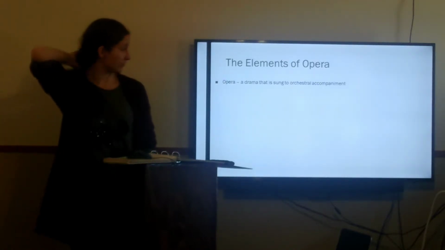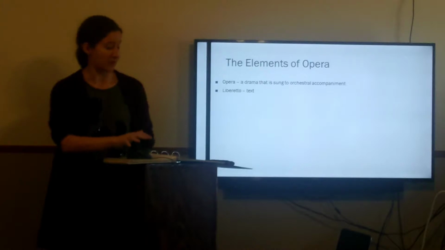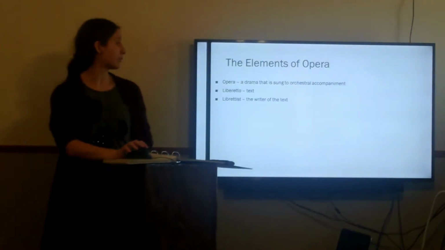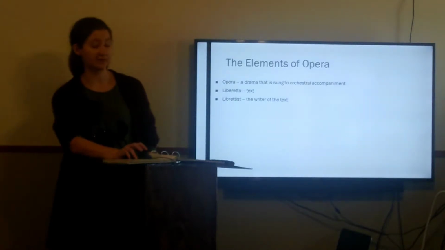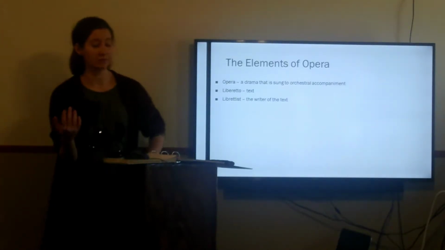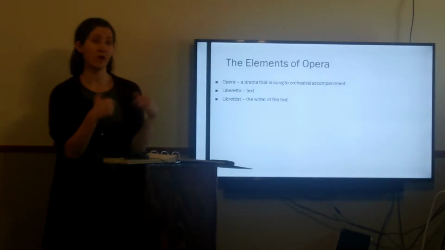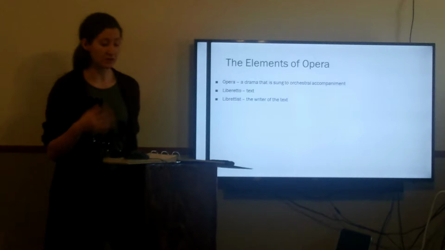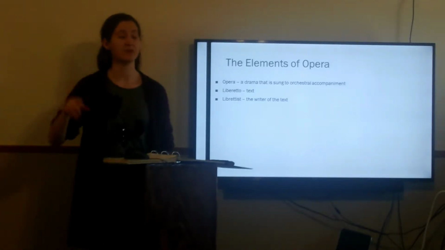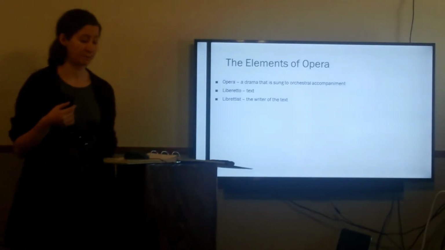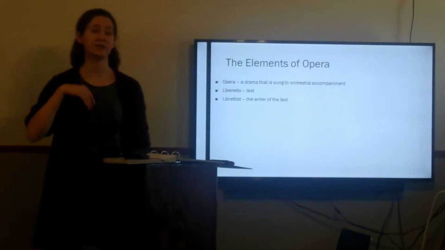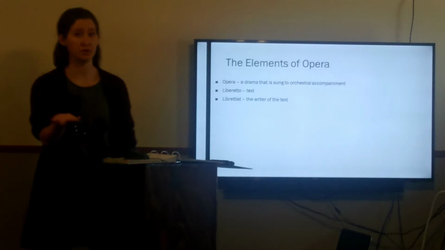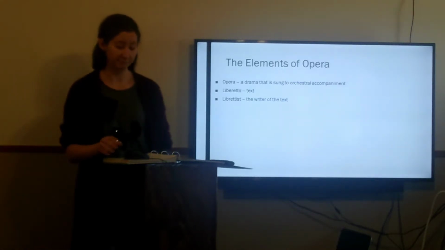But before we do, let's get some terms out of the way. The libretto is the text of the opera, and the librettist is the writer of the text. And then of course you have the composer setting it to music. So the librettist writes the libretto and gives it to the composer, who then sets it to music. The librettist and the composer are two different people. So when we say Handel wrote an opera, Handel didn't write the text, Handel wrote the music, and the librettist wrote the text.